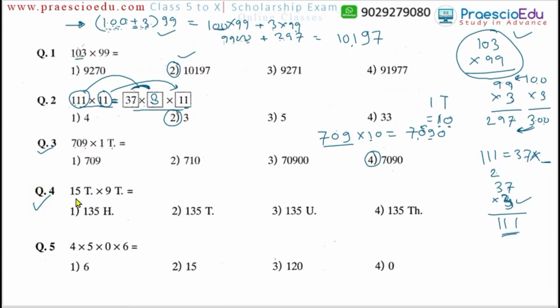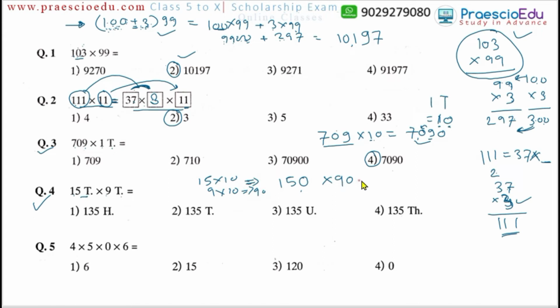Now question number 4: 15t multiplied by 90t. Like previously, 15t means here we will keep the 0. We are not always multiplying by 10, now we understand what exactly the concept is. So 15t means 15 multiplied by 10, so we will get 150. Now onwards we will try to solve small examples orally, very quickly, to save our time. So 150 multiplied by 90, because 90 means the same as 9 multiplied by 10, so it comes to 90.